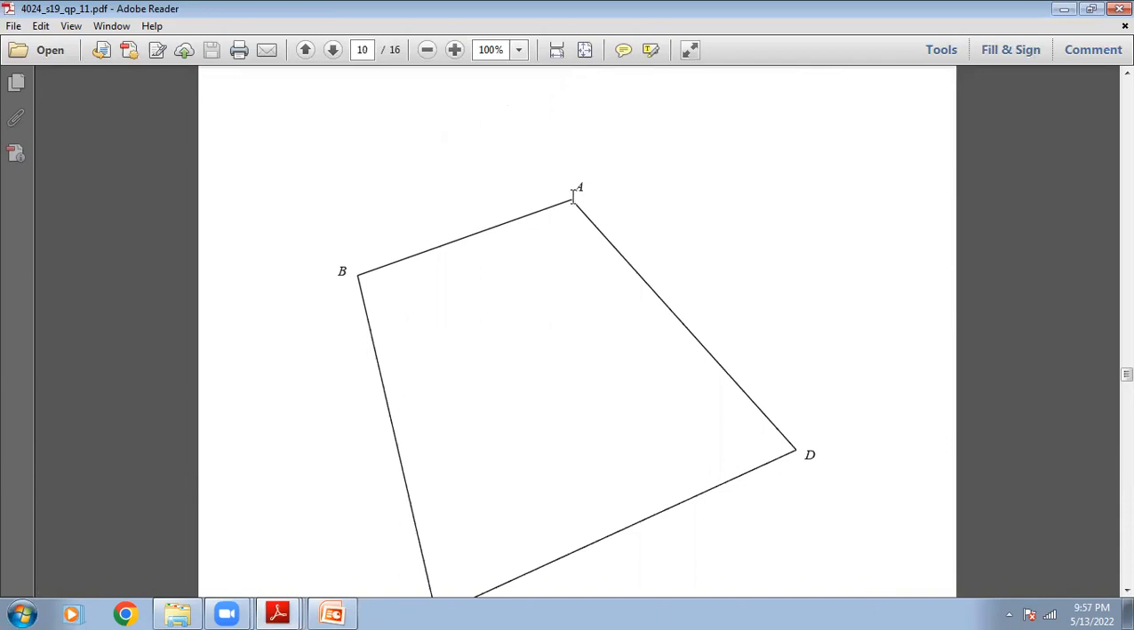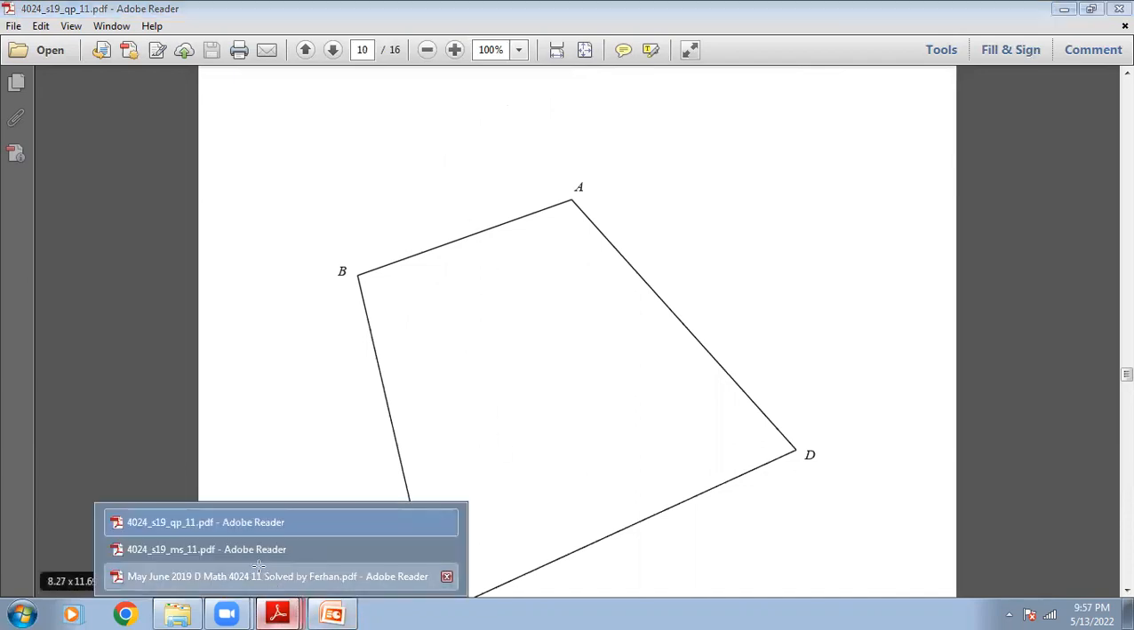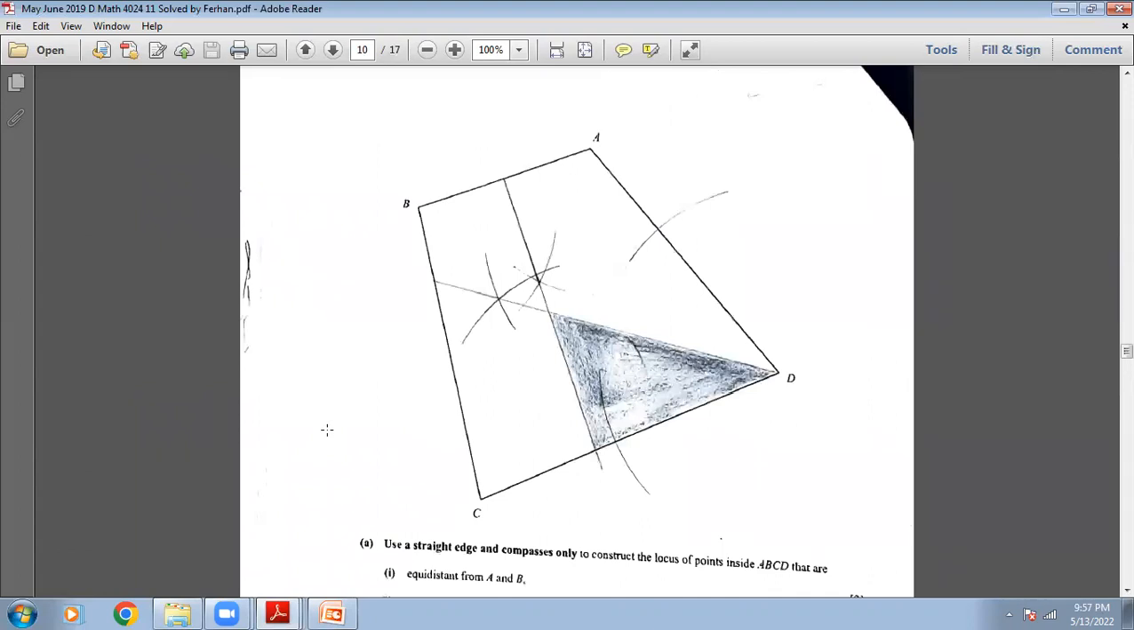How do you do that? You put your compass on A, open it more than half of this line, put an arc here, put an arc here. Then put the compass on B, put an arc here, put an arc here. Where these arcs intersect, join those points with each other. Let me show you. I have done this on a paper.